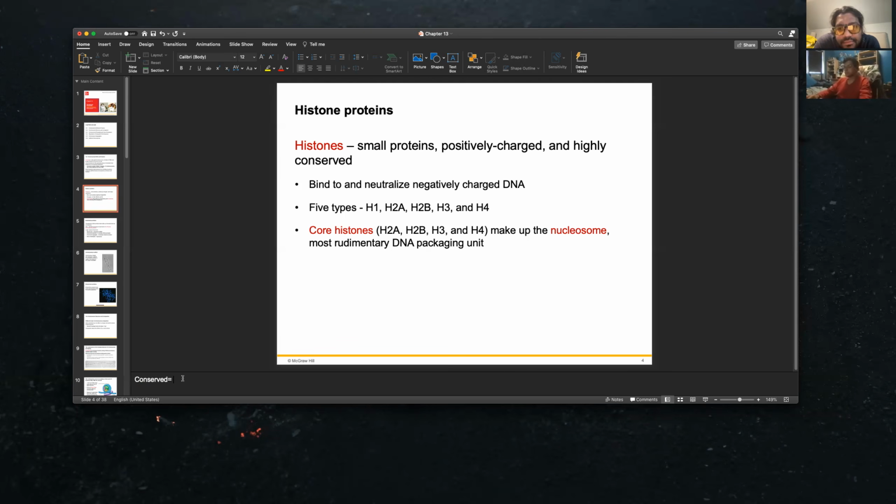What did you say conserved meant before? Conserved? It just means evolutionarily, like it's in basically every organism. So it's been conserved from the first organisms.